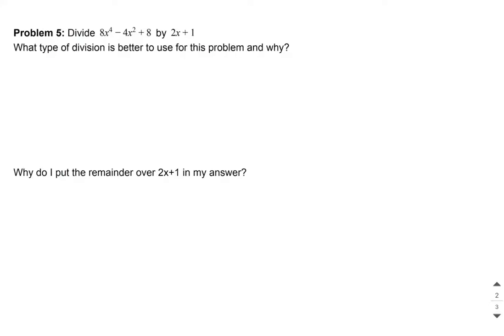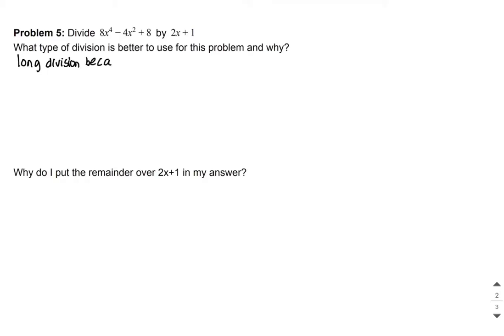For problem 5, I want to divide 8x to the 4th power minus 4x squared plus 8 by 2x plus 1. First thing I want to talk about is what type of division is better to use for this problem and why. Well, because I have a 2 in front of the x in the binomial that I'm dividing by, that's the coefficient, I am going to use long division.